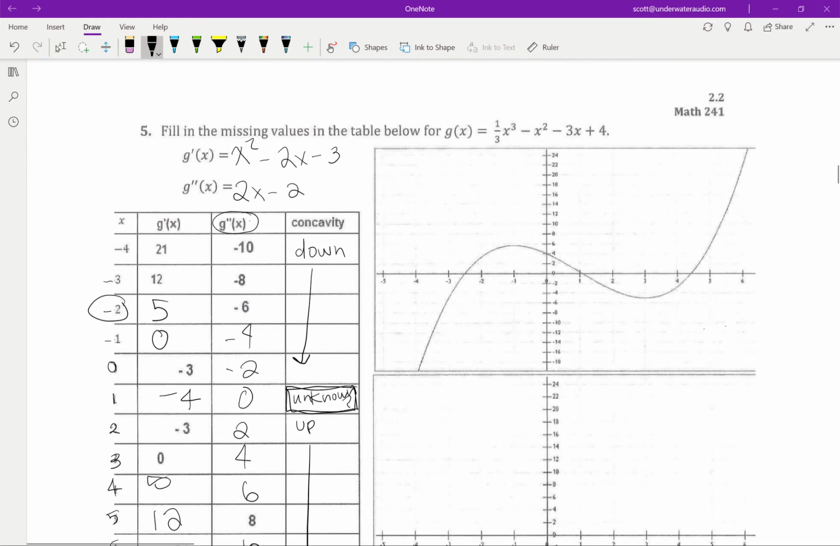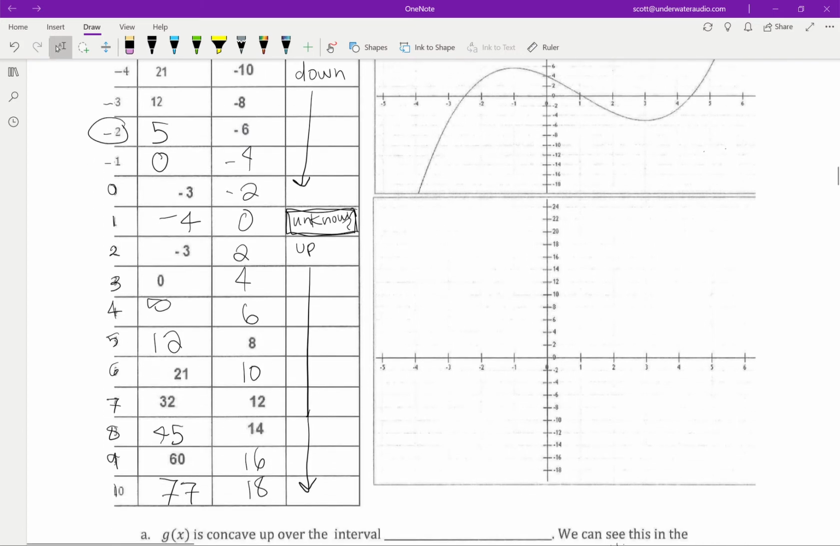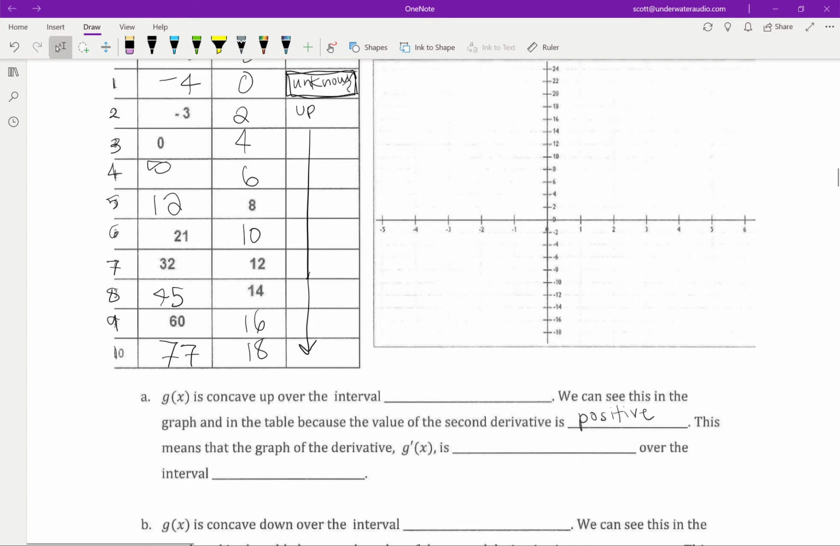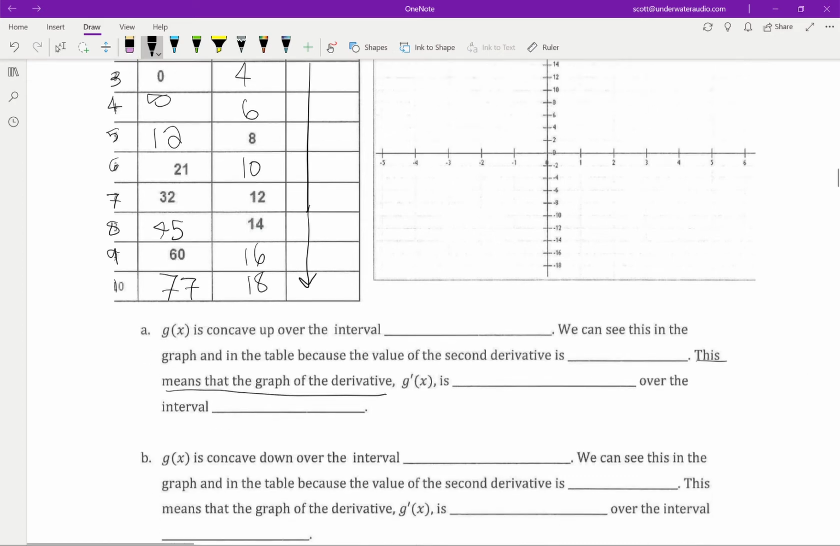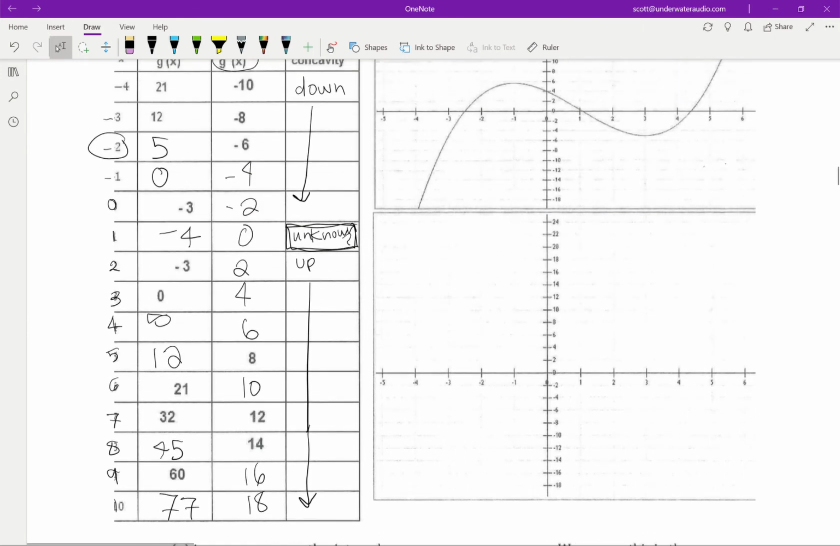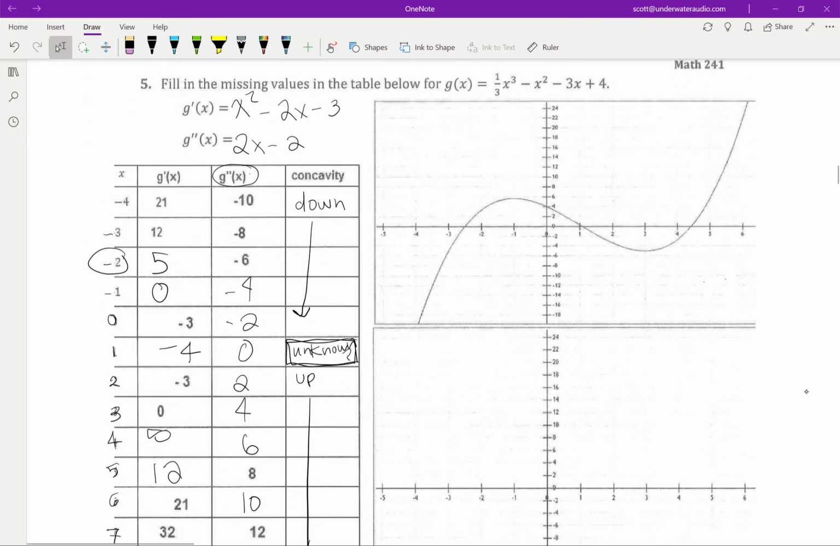Okay, now let's see. Find the missing values in the table. Actually, what I should check is whether it wants me to graph the derivative or the second derivative. Oh, it sounds like I should be doing, oops, remnants from when I practiced. This means that they graph the derivative. So yeah, I think we're supposed to graph the derivative. Okay, so we have the original function here.